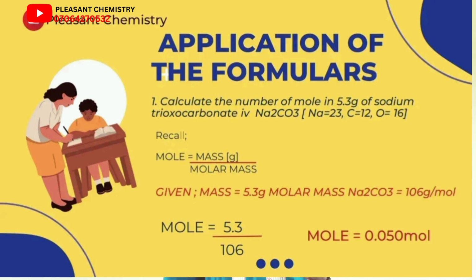Then we add everything together. The sum of those masses will give us 106. So after then we go back to our formula, which is mole is equal to mass over molar mass. The mass we were given there was 5.3 grams. So 5.3 grams divided by 106, and then we are going to have 0.05 mole.